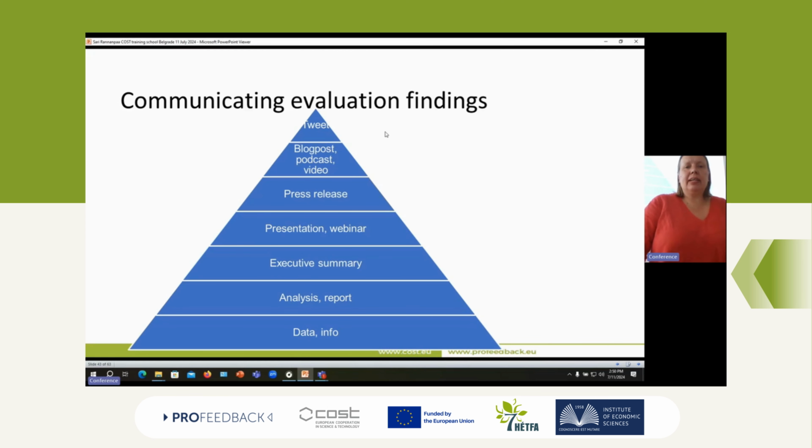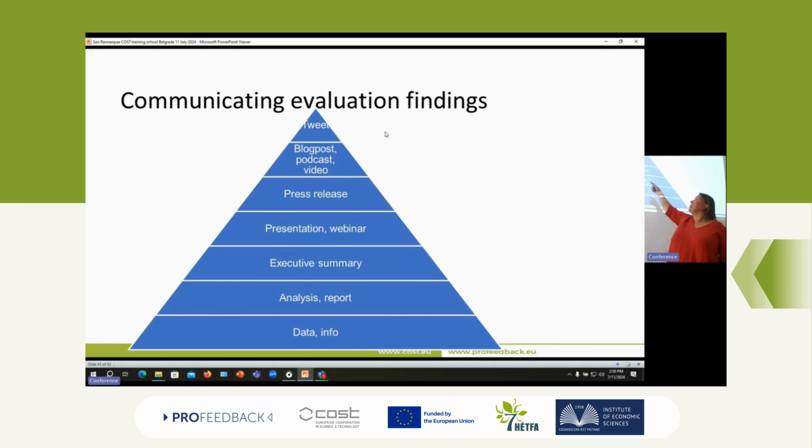This triangle is basically how you push all of the information. First you have the data that you structure, code, analyze, then you report it. So you write the report. Here we are at the final report level. Then you summarize the final report into the executive summary.